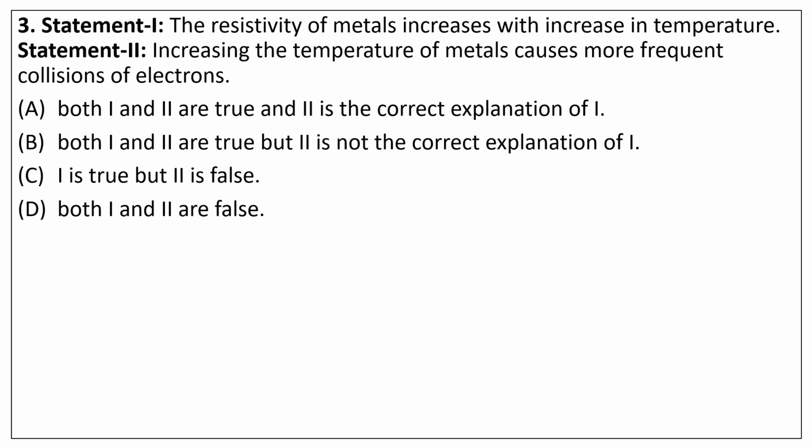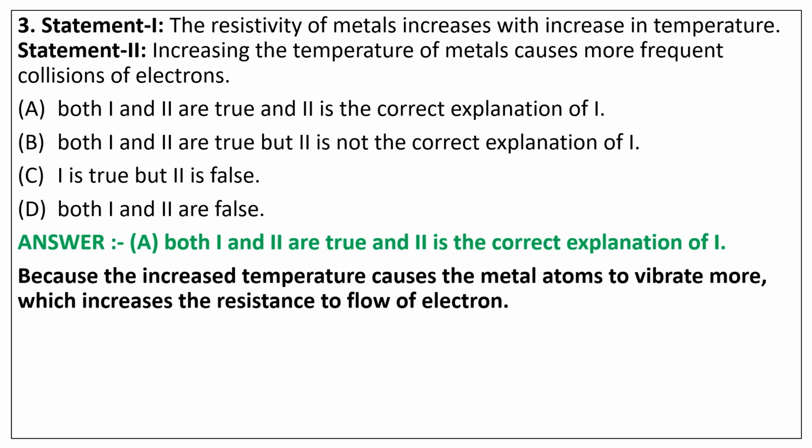3. Statement 1. The resistivity of metals increases with increase in temperature. Statement 2. Increasing the temperature of metals causes more frequent collisions of electrons. A. Both 1 and 2 are true and 2 is the correct explanation of 1. B. Both 1 and 2 are true but 2 is not the correct explanation of 1. C. 1 is true but 2 is false. D. Both 1 and 2 are false. Answer, A. Because the increased temperature causes the metal atoms to vibrate more, which increases the resistance to flow of electrons.